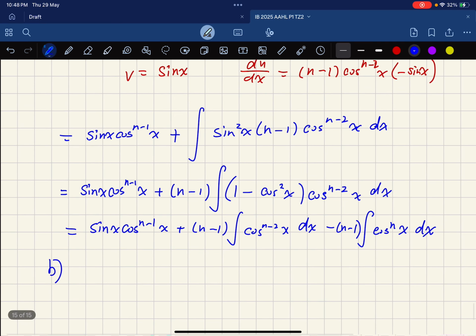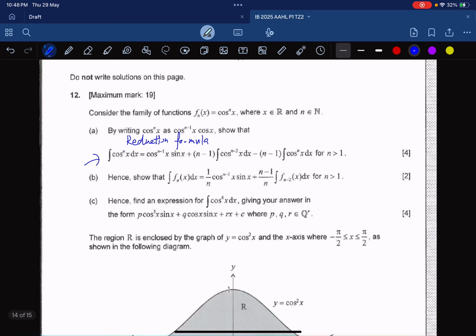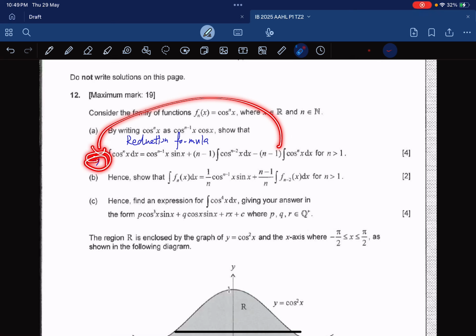So part B, what do we want? Hence show that... this is this one, right? Oh, I see. So basically what we need to do is, hopefully you recognize that what we've done just now, these and this are the same, right? So we need to move this to the left-hand side and then divide both sides by everything that we got here. We're going to use this approach because this one is the same as this one, right?